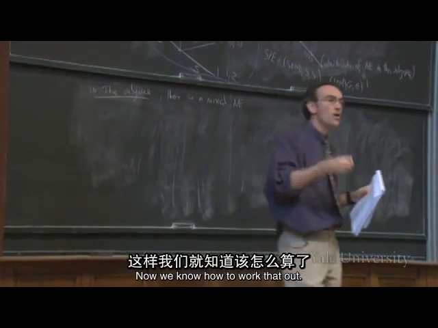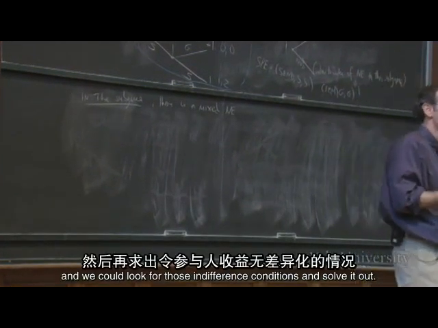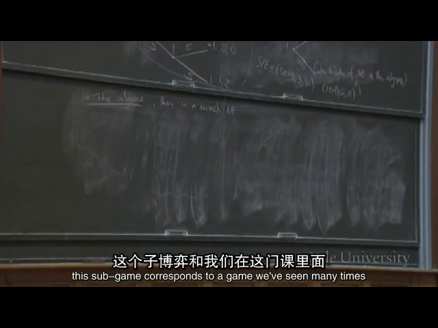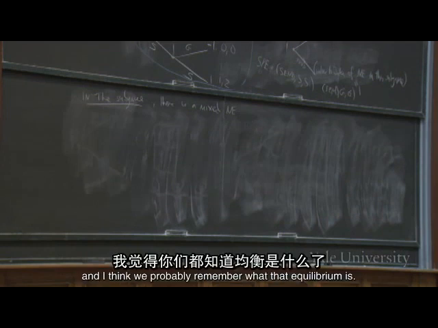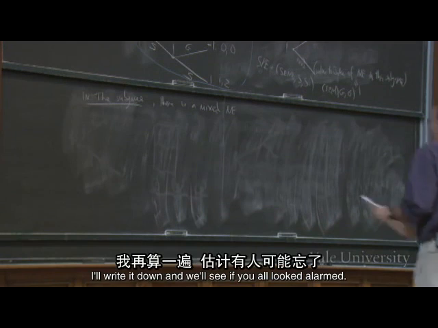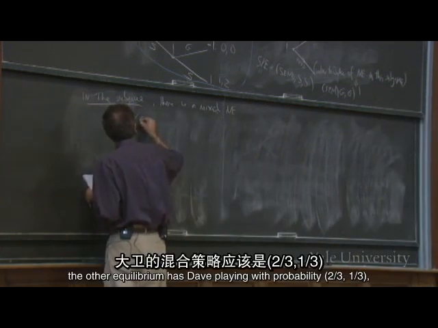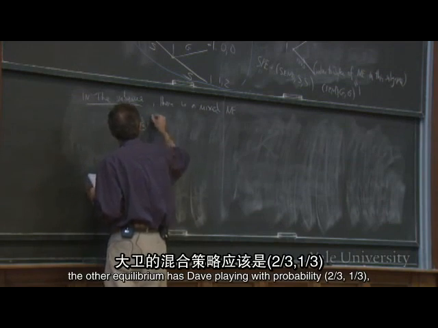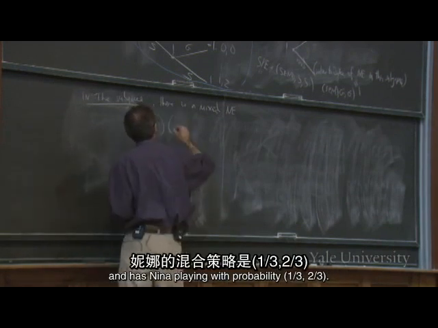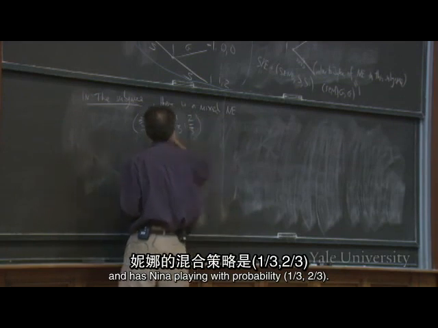All right? Now we know how to work that out. We could write down a P and a Q, and we could look for those indifference conditions and solve it out. But this is a subgame. Sorry, this is a game. This subgame corresponds to a game we've seen many times in this class so far, and I think we probably remember what that equilibrium is. I do anyway. So let's see if you remember it as well. I'll write it down, and we'll see if you all look alarmed. So I claim the other equilibrium has Dave playing with probability 2/3, 1/3. And has Nina playing with probability 1/3, 2/3.